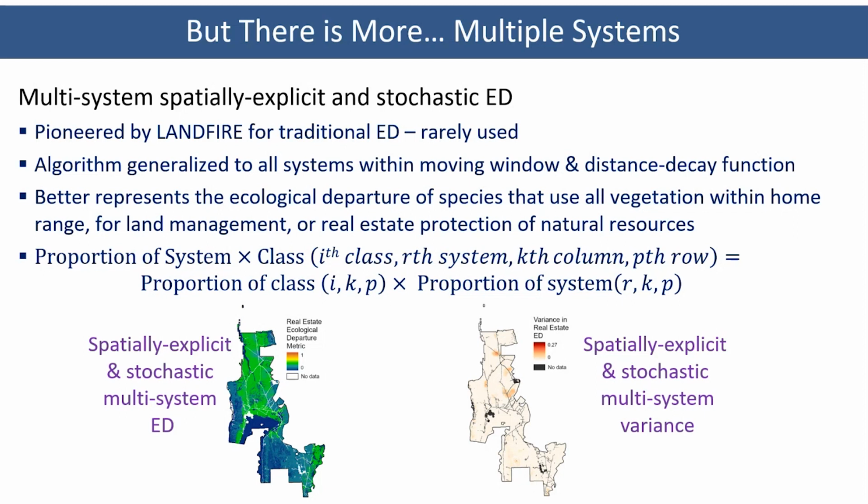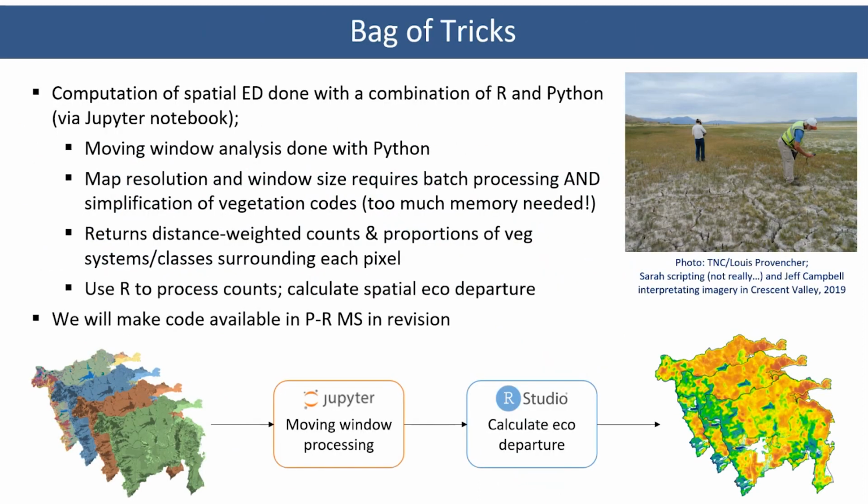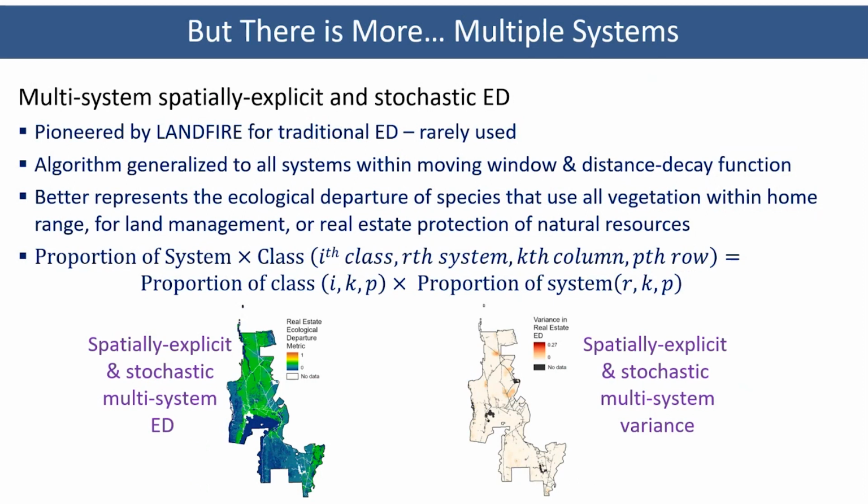Something I didn't mention: the lower the ecological departure, the better. It's like a score. The lower the score, the better. But basically, the landscape always looks better with that, and the variance is low in general.